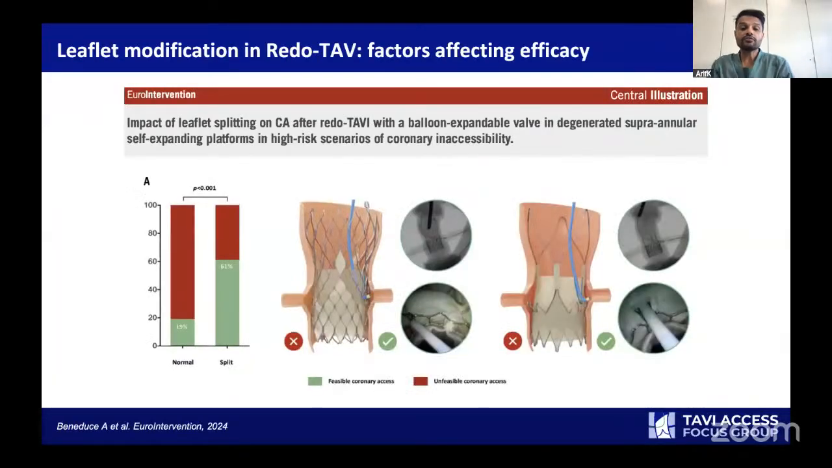So then moving on from chimney, the next thing is leaflet splitting. What impact does that have? Here we looked at just balloon in tall frame valves. And of course, leaflet splitting really helps you increase the feasibility of coronary access, which is different to coronary flow, let's say. Coronary obstruction is what we all fear. But if this field is moving towards younger patients, we need to really maintain coronary access for life. So here we found that leaflet splitting does help.